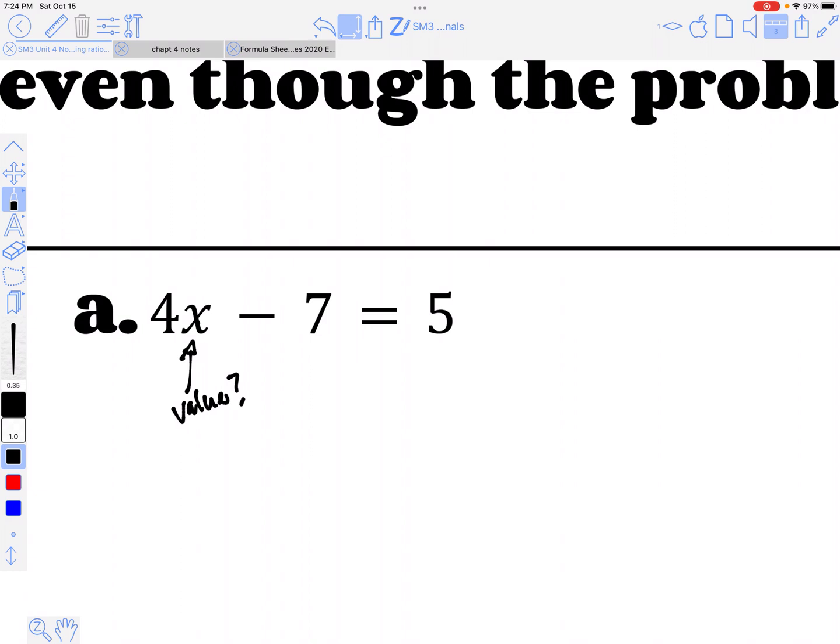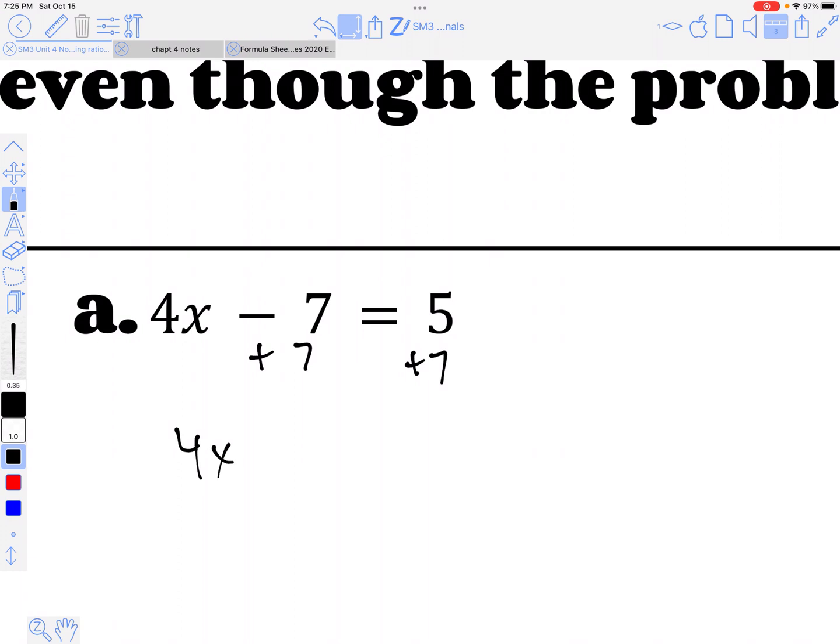4 times 3 gives me 12. 12 minus 7 gives me 5, right? So the solution is x equals 3. The value for x needs to be 3. Sometimes you can't just see that, though, right? So you learned in past grades that you can undo the math happening. So instead of thinking 4 times what minus 7, you undo the process.